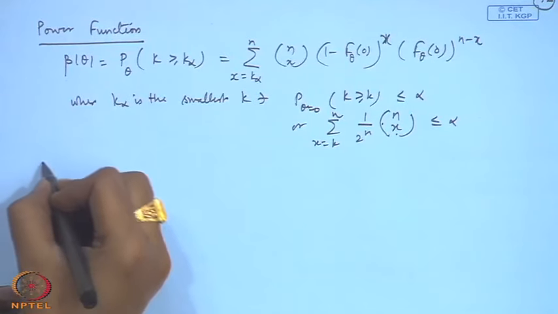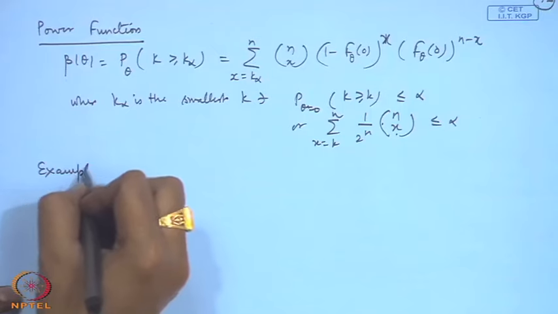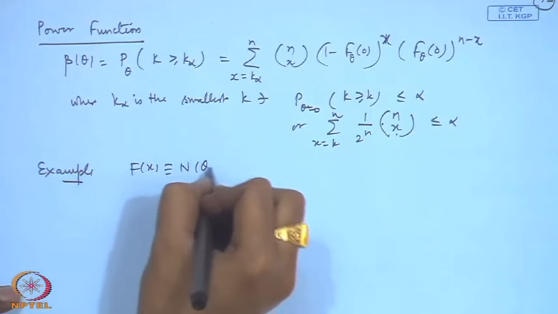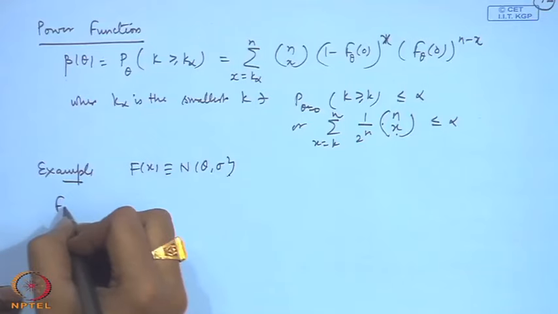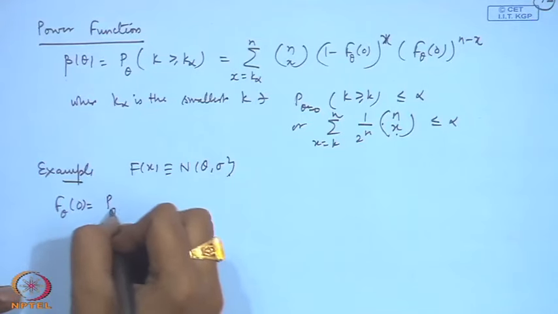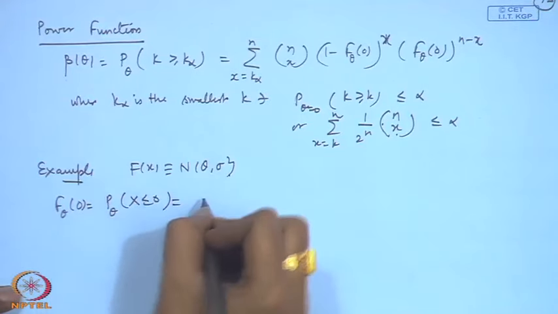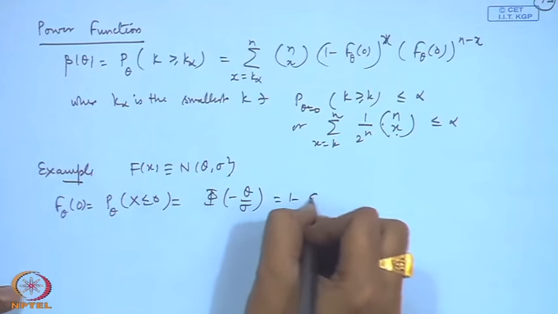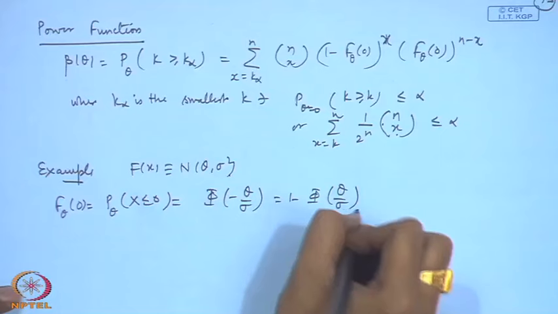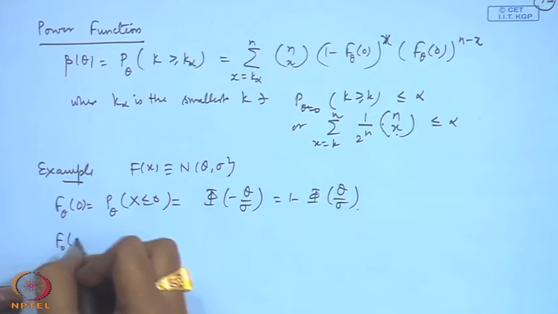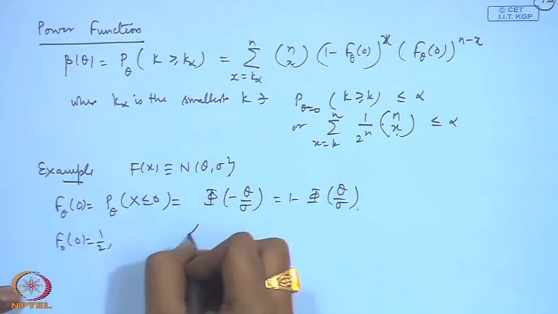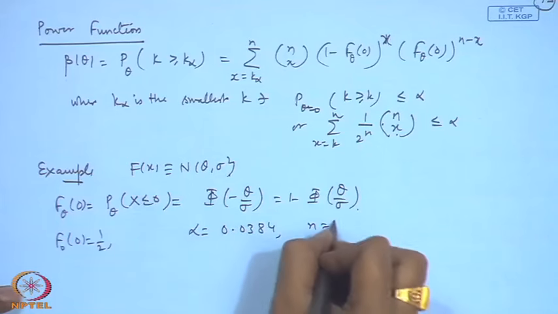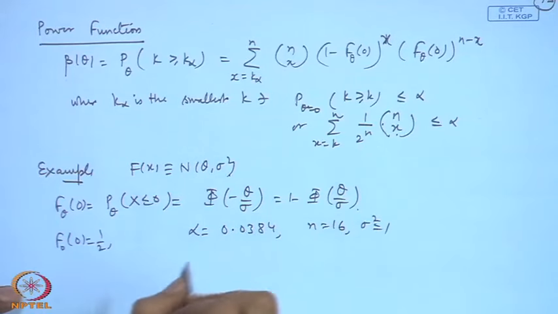Let us take an example here. Suppose I consider F x to be normal theta, sigma square. So, F theta 0, that is probability of X less than or equal to 0, is equal to phi of minus theta by sigma, that is 1 minus phi of theta by sigma. So, F 0 0 is half. Let us take, say, alpha equal to 0.0384, n equal to 16, sigma square equal to 1.